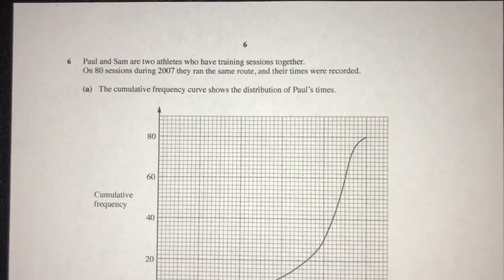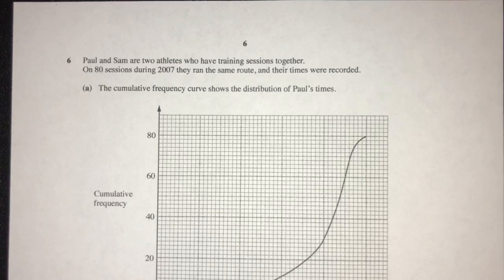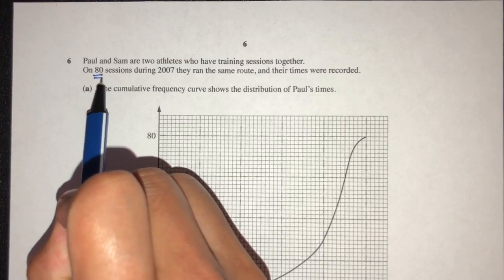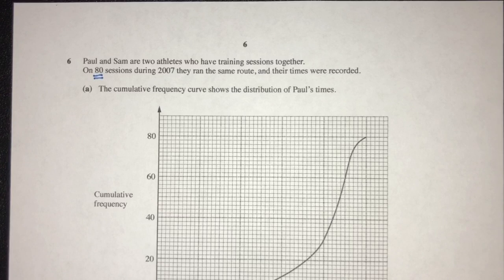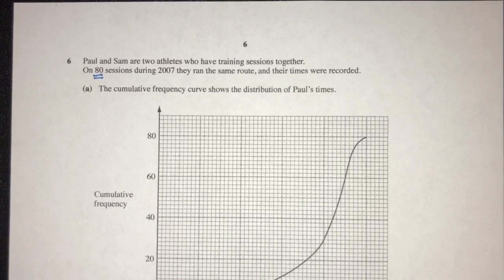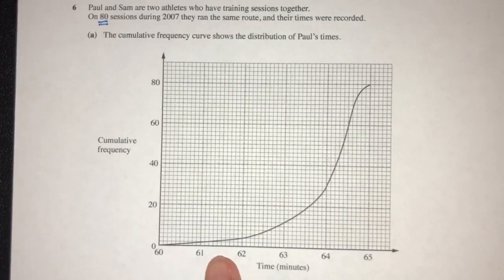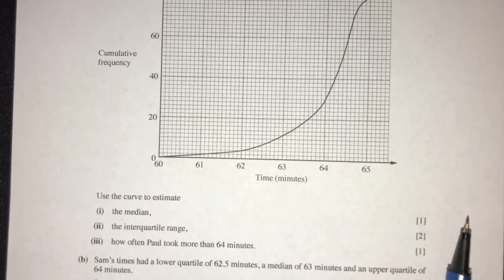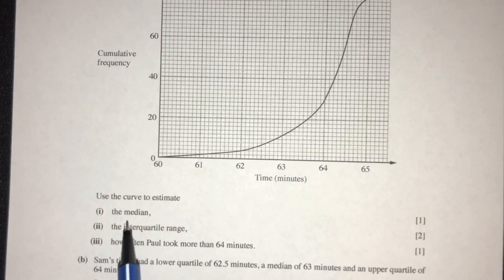Now let's move on to question number 6. Here we have Paul and Sam, 2 athletes who have training sessions together. On 80 sessions in total during 2007, they ran the same route and the times were recorded. Now part 1, the cumulative frequency curve shows the distribution of Paul's time. So there's only one here, which is Paul's time. We have this cumulative frequency curve. Great. Now, we have to use the curve to estimate the median.